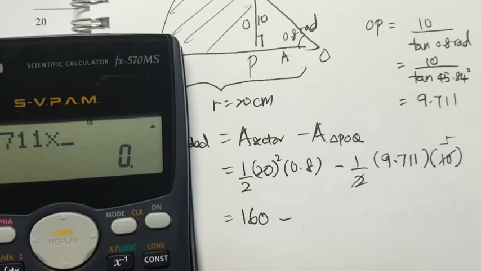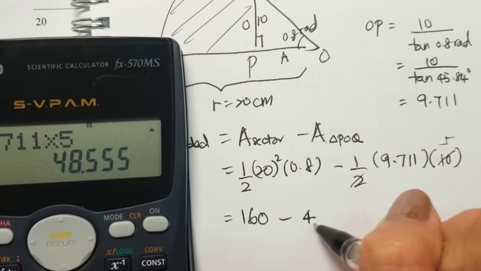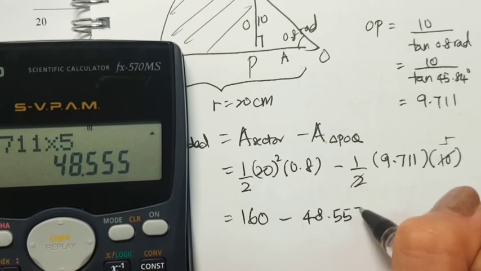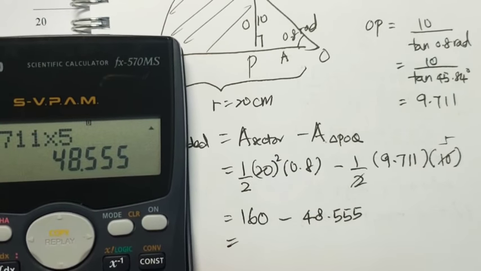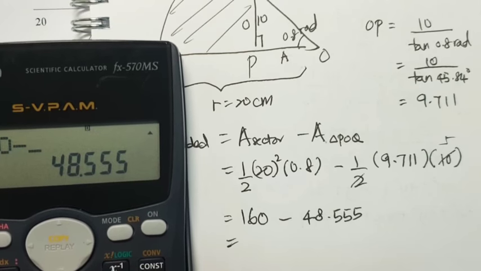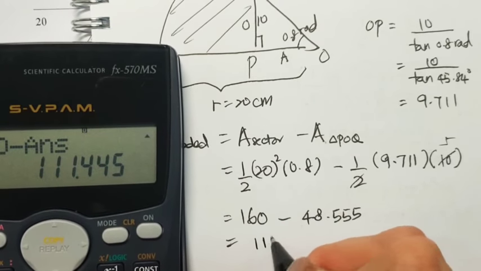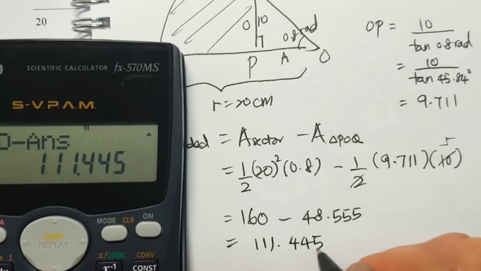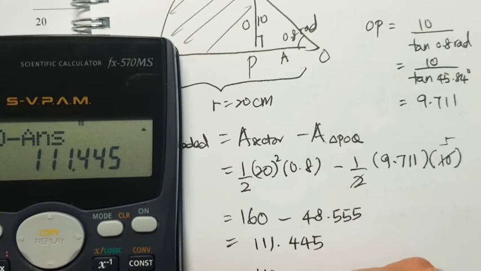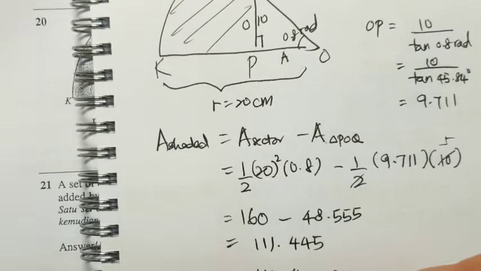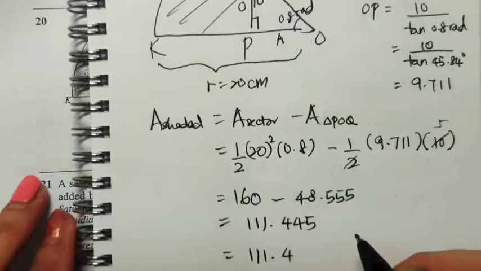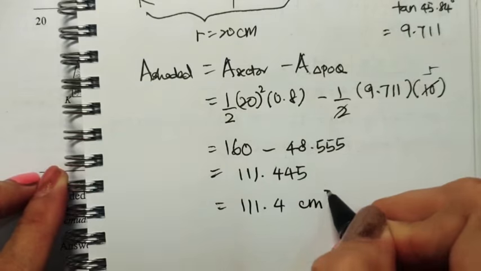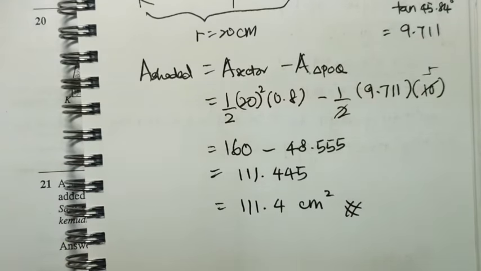So we just take 9.711 times the 5, we have 48.555, and subtract from 160, we will have 111.445. So round it off to 4 significant figures, 111.4. And the unit will be in cm squared. That is the answer for question number 20.